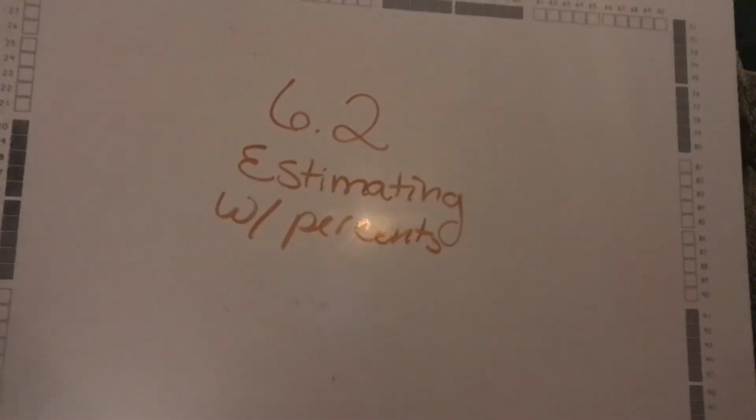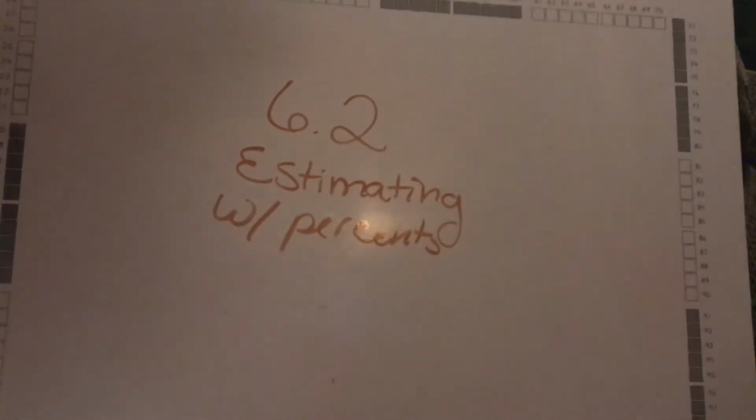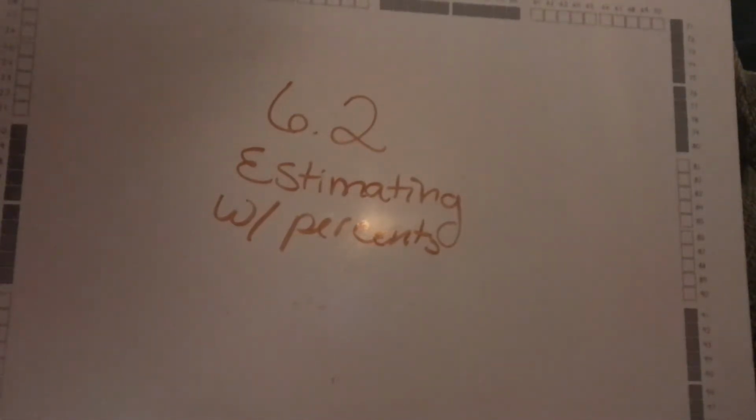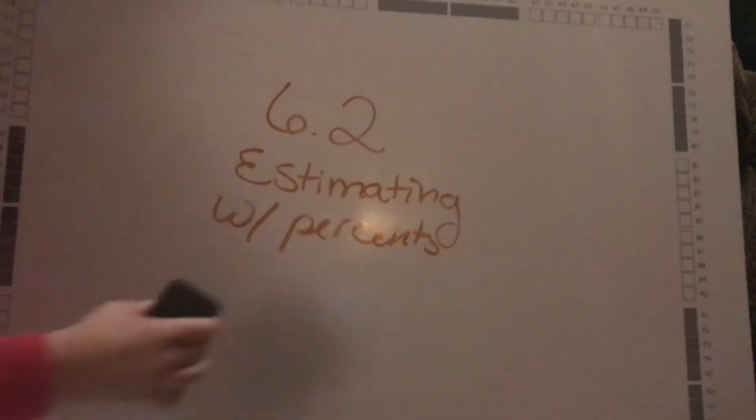Right, lesson 6.2. We are estimating with percents. So in 6.1, we were talking about how to turn fractions and decimals into percents and percents into decimals, etc. So the first thing we're going to do is look at this little chart on page 236 where it gives us the percents and then it gives us fractions. Now this is a good chart to have in your notebook for reference.